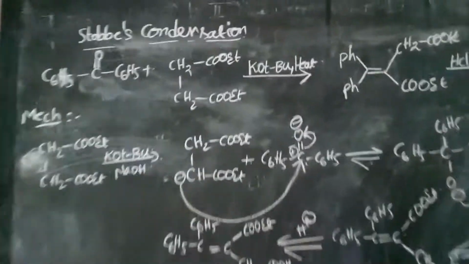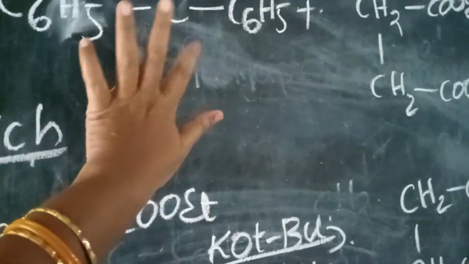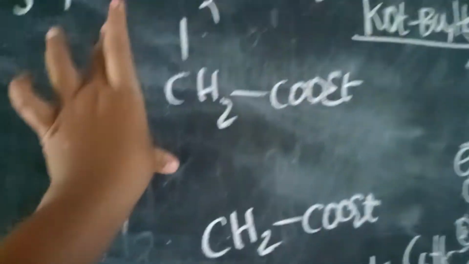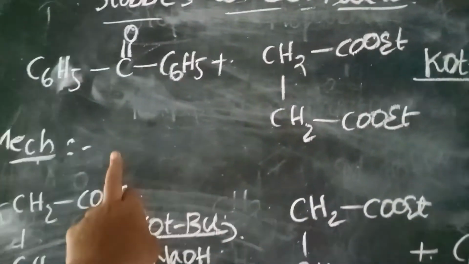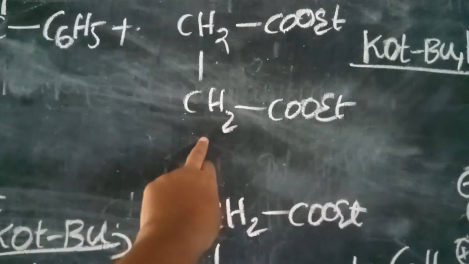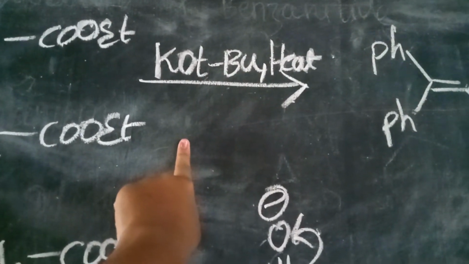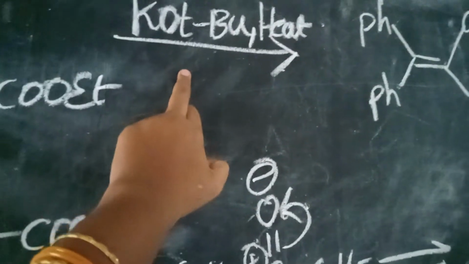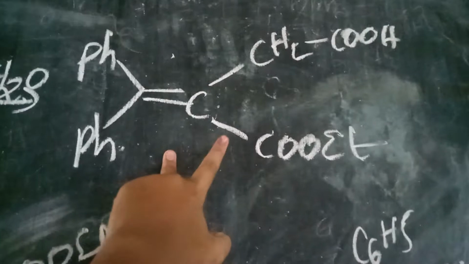For this we have to take an aldehyde or ketone. Benzophenone is treated with succinic ester. This is the formula for succinic ester. Benzophenone is treated with succinic ester in the presence of potassium tertiary butoxide or sodium hydroxide, which is used here also as the base, to form alkylidene succinic ester, known as Stobbes condensation.